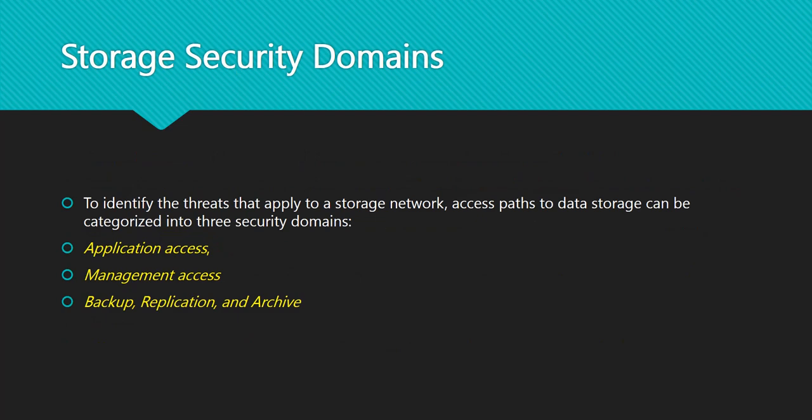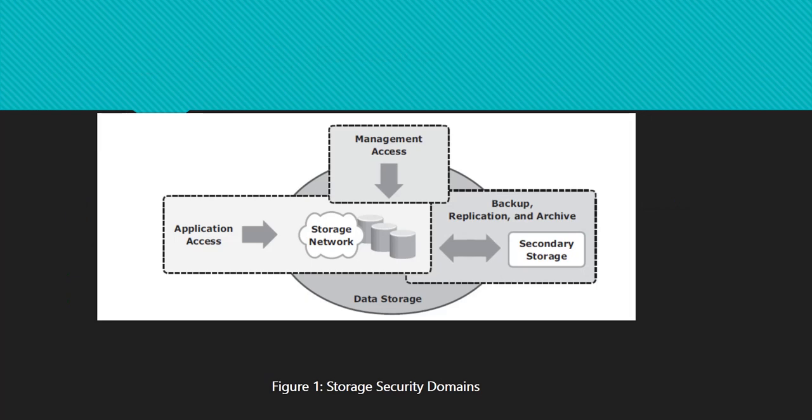So next is storage security domains. In order to identify the threats that apply to storage network access paths, there are three domains that we will be discussing. The first is application access, the second is management access, and the third one is backup, replication, and archive. Have a look at this diagram. These are the various storage security domains. It's very important to first identify the threats that can be encountered in application access, management access, and then backup, replication, and archive.